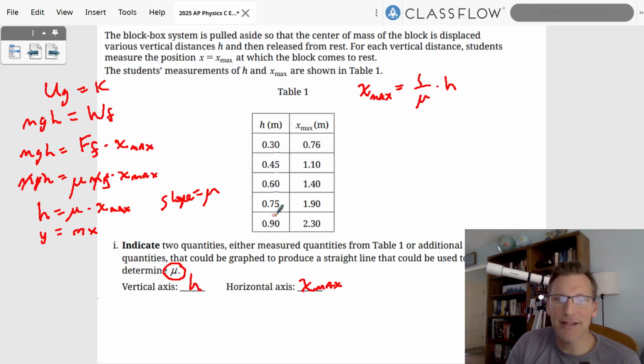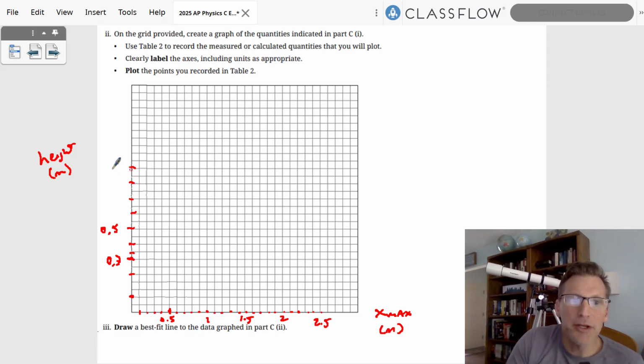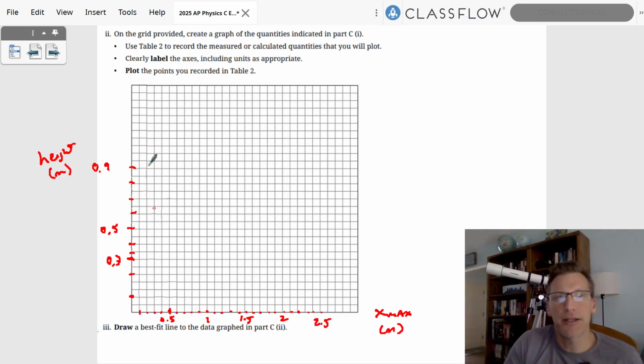You can see on this axis, I want to go to 0.9. So this is 0.1, 0.2, 0.3, 0.4, 0.5, 0.6, 0.7, 0.8, 0.9, okay? I could spread it out a little bit if I wanted to, I don't have to, and then I'm going to graph my points on here.